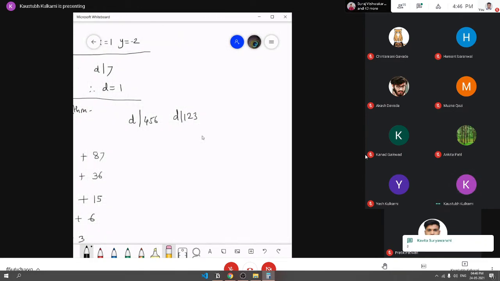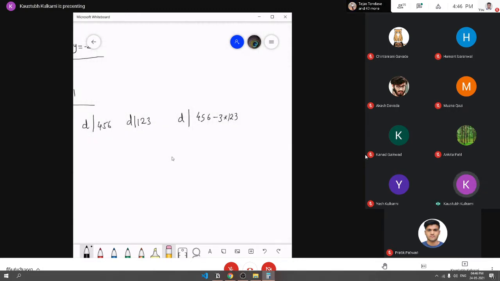d divides 456 minus 3 into 123. So I will get that d divides 87. Now our problem is reduced. D divides 87, now you will have to list down what all divides 87. 87 is a multiple of 3. 29 threes are 87. It's a simple case, so I'll do it anyway. So d can be 1, 3, 29, or 87.